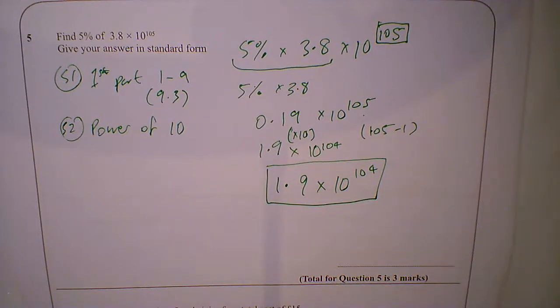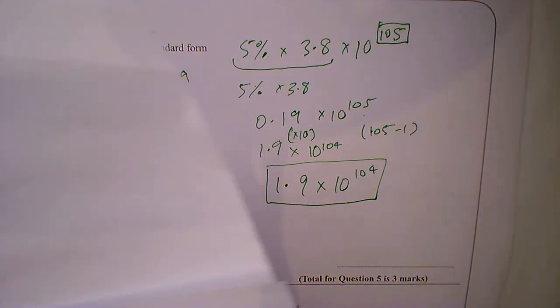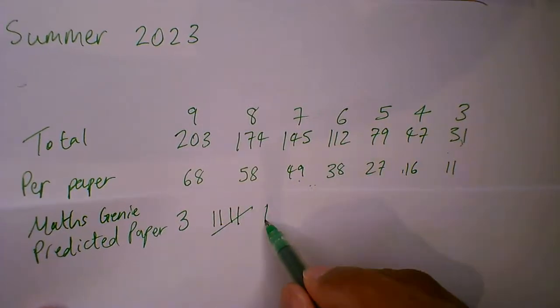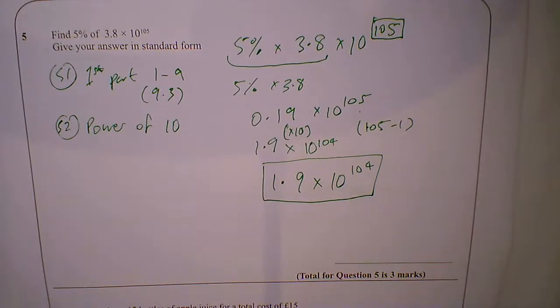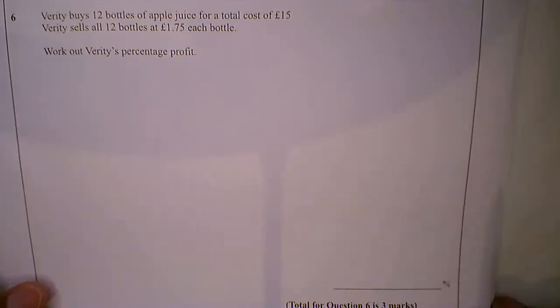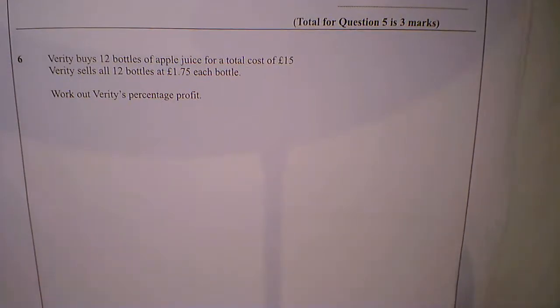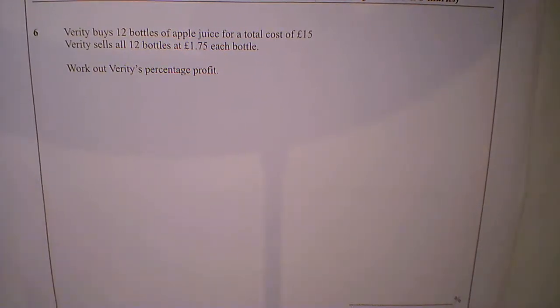Okay, so this is worth 3 marks. Let's add that to our tally. 1, 2, 3. So we've got 7 marks. We are 4 marks away from a grade 3, banking our grade 3. Question 6 is worth 3 marks. Up you go.